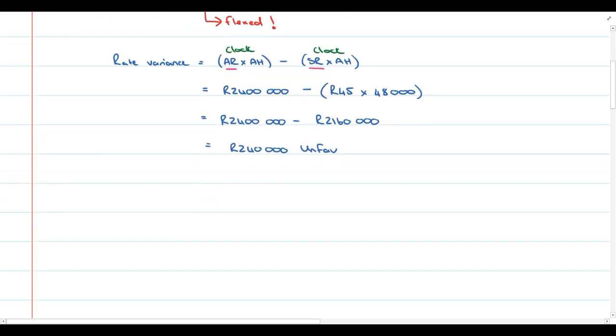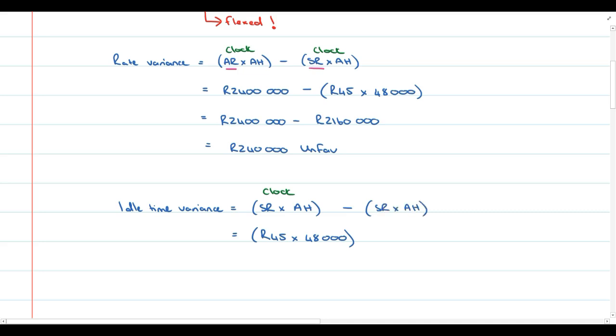Then next we are going to calculate the idle time variance. And remember guys, save time. This variance starts where the last variance ended. It's the standard rate per clock hour multiplied by the actual clock hours. So bring that information down from above. All right, and when we are calculating the idle time variance, it's just the difference between the clock information and the work information.